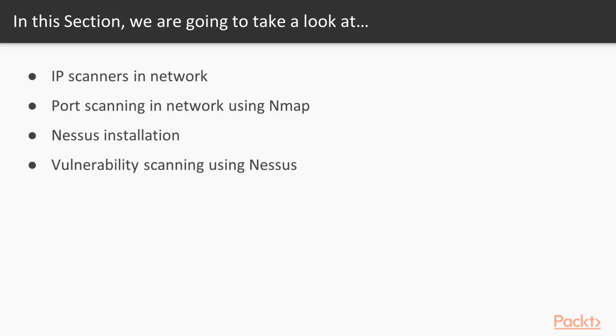In this section we are going to take a look at various points. First of all, we are going to learn how you can scan the IP addresses in your network. Then we will learn how you can perform port scanning using the Nmap scanner in Kali Linux. Then we will install the Nessus network vulnerability scanner, and finally how we can scan vulnerabilities using Nessus, which we will cover in the final video.